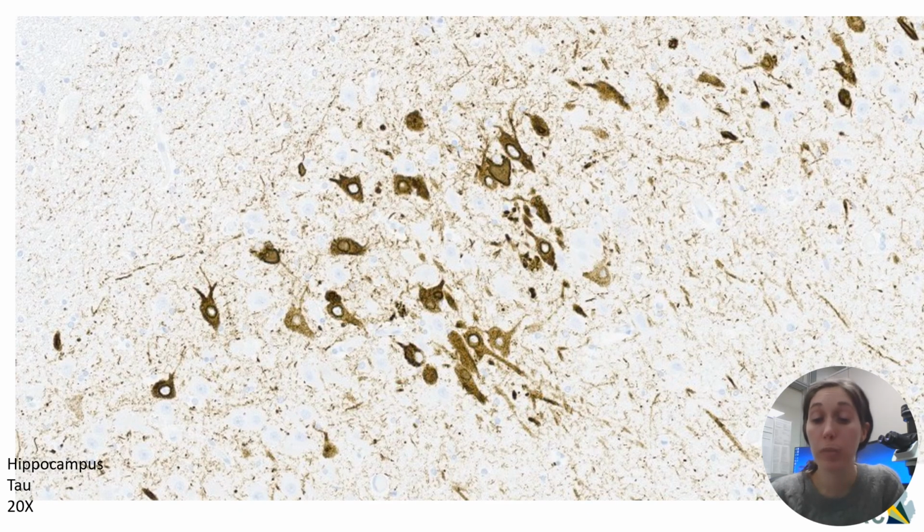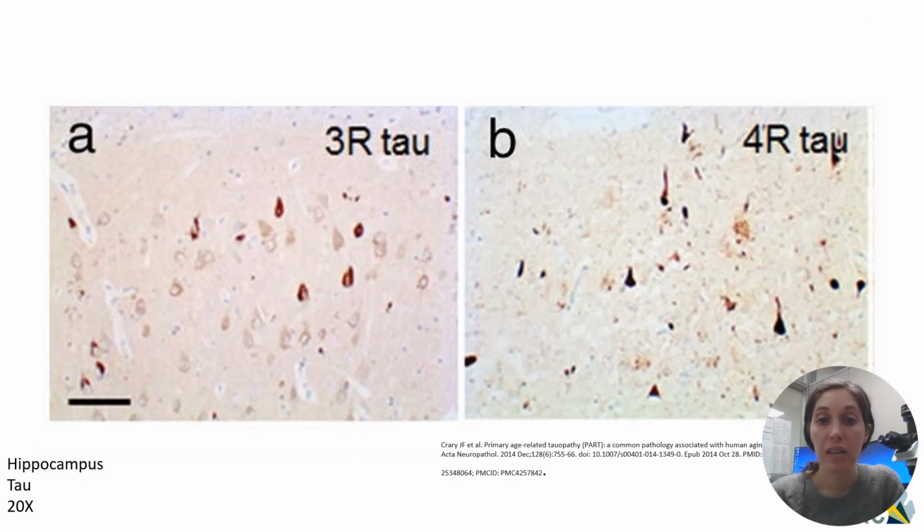And now if we do an immunostain for tau, you can see that all of these neurons are lighting up. And if we use immunostains that are specific for these two isoforms, the 3R and the 4R, we can see that in fact both of them are positive, which tells us that these neurofibrillary tangles have both isoforms of protein inside them.